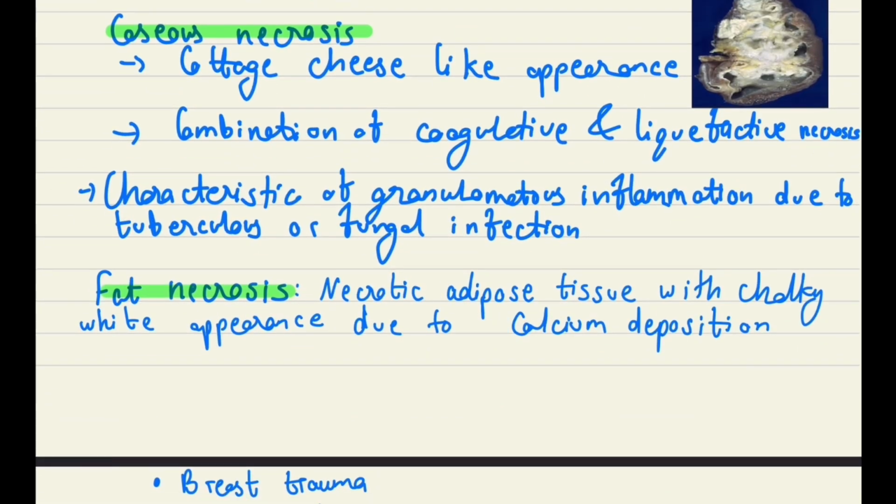Let's go to caseous necrosis. The soft and pliable necrotic tissue with cottage cheese appearance. Okay, it looks like cottage cheese. It is very soft and pliable necrotic tissue. We can also call it a combination of coagulative and liquefactive necrosis. It characteristically shows granulomatous inflammation. It is mostly caused by tuberculosis or fungal infection.